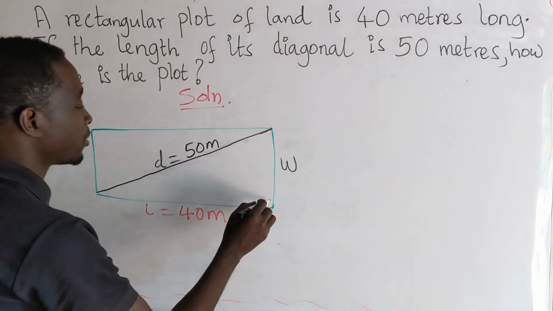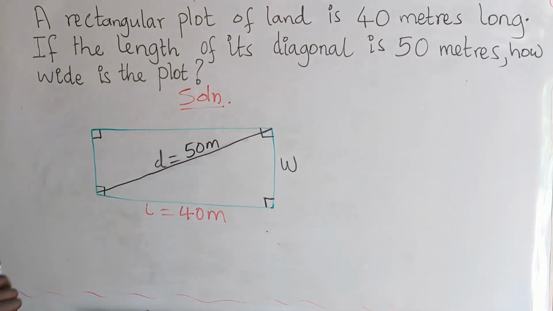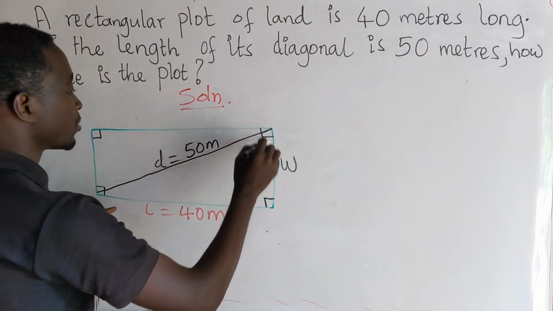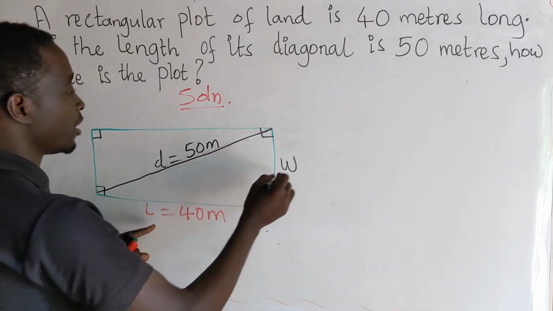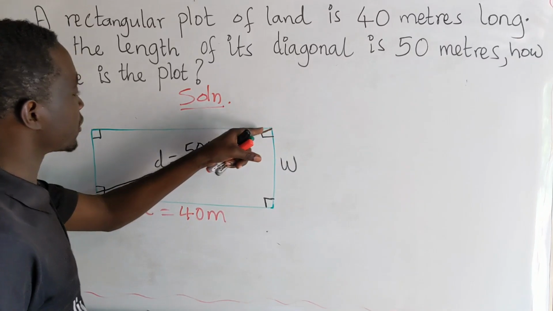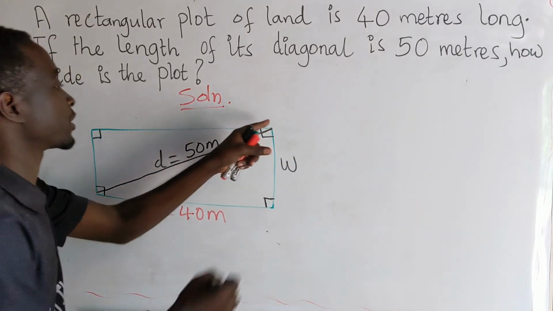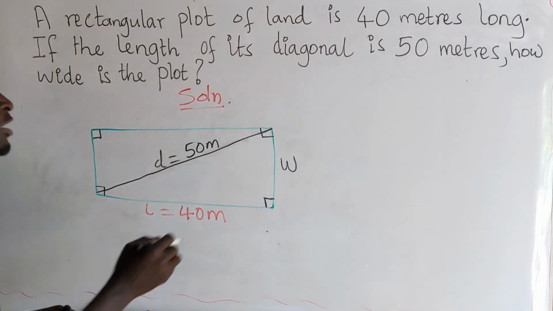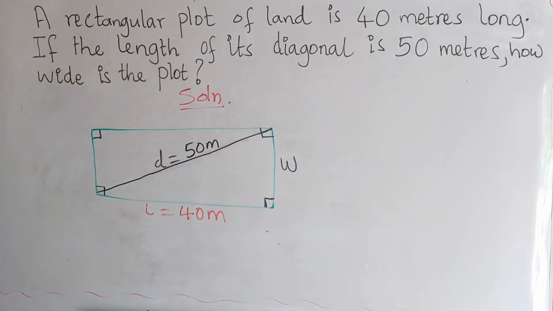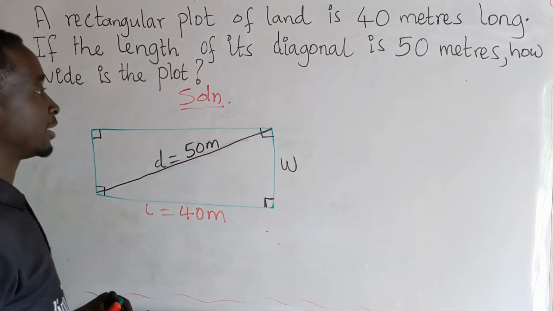So here we know this is a right triangle. So considering this triangle, this lower triangle, having length and this W which is width, as we have this diagonal length which is the hypotenuse to this triangle, and it is a right angled triangle, we may use Pythagoras Theorem to find the unknown side.